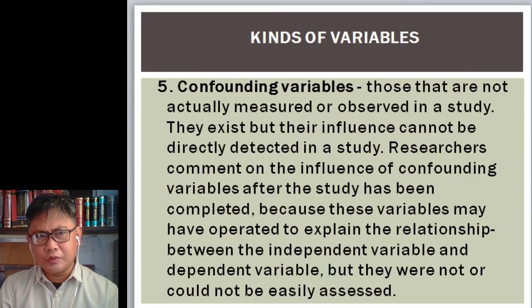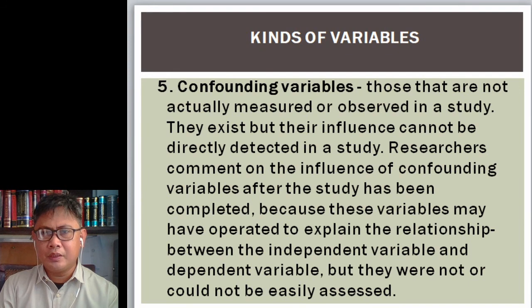The fifth one is what we call the confounding variable. Confounding variables are those that are not actually measured or observed in the study. They exist, but their influence cannot be directly detected in the study.